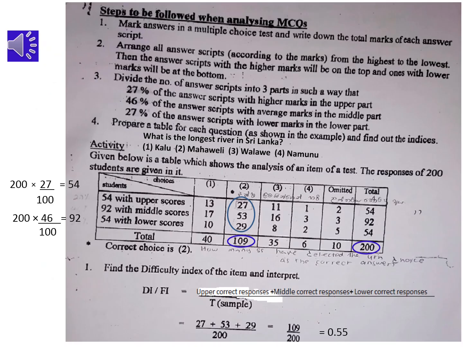Next subtopic, steps to be followed when analyzing MCQs. So how can we analyze the items? Earlier we discussed two indices, right? Facility index and the discrimination index. So how can we analyze these items? First, number one, actually here we are using MCQs, right, with choices.